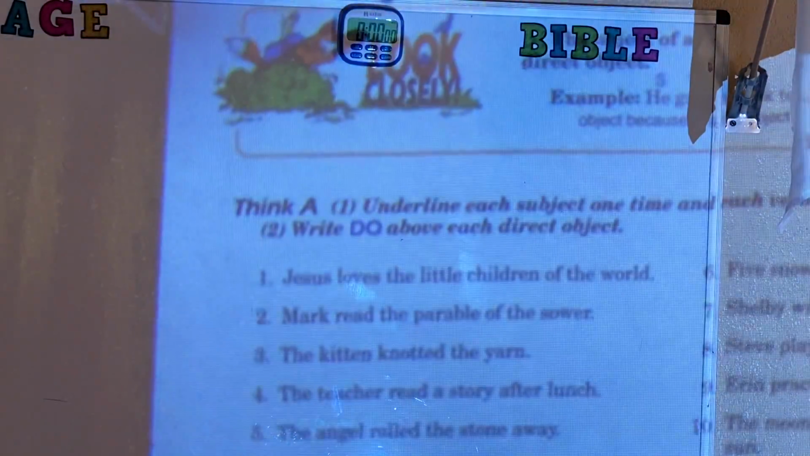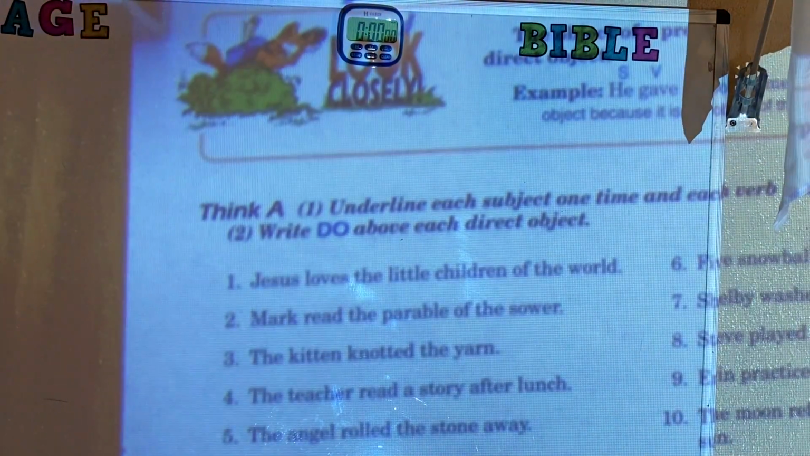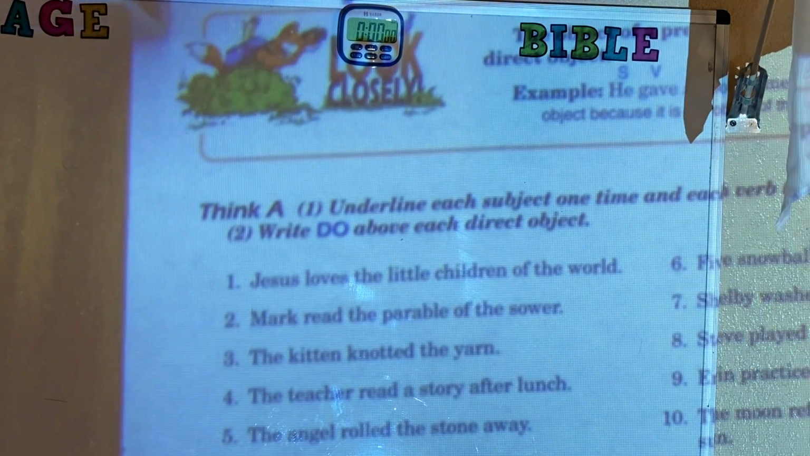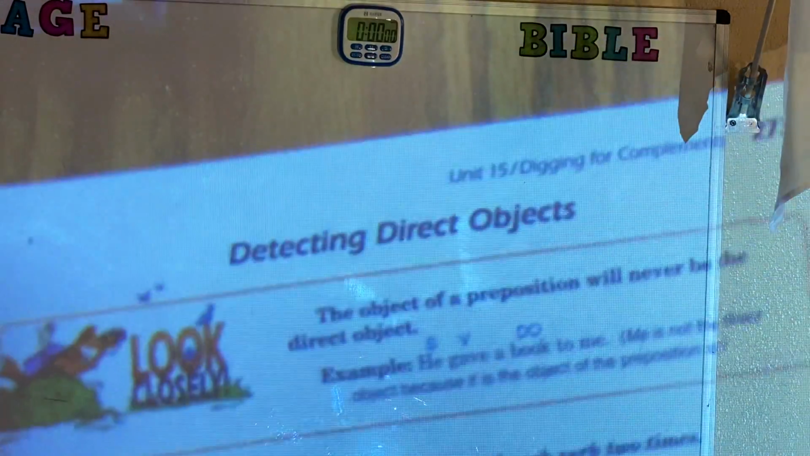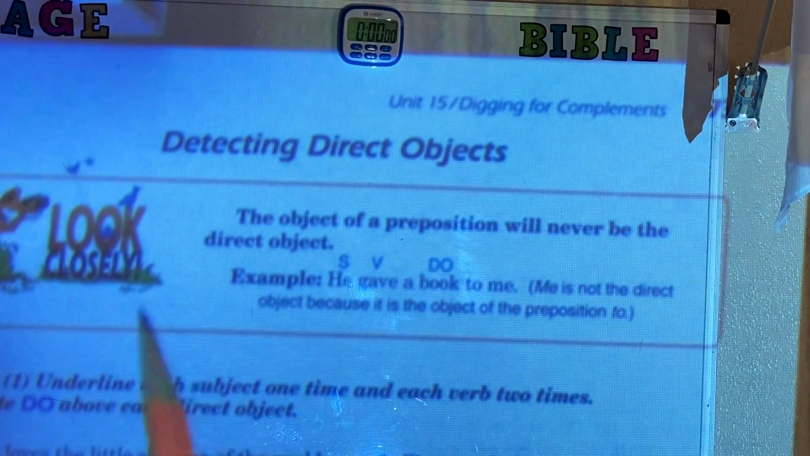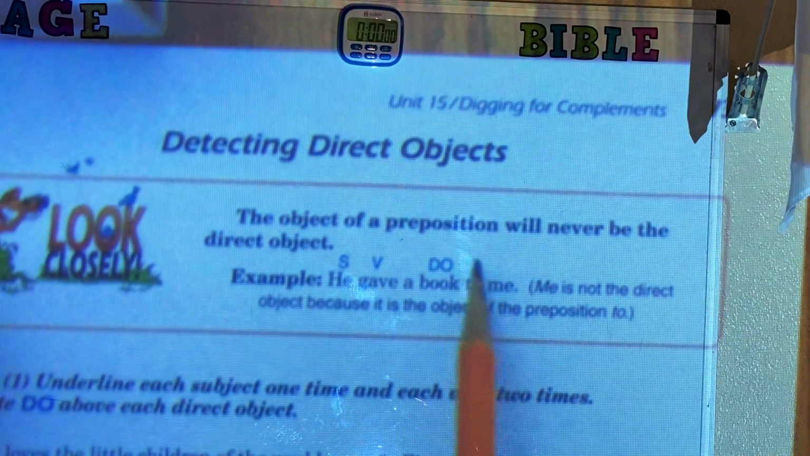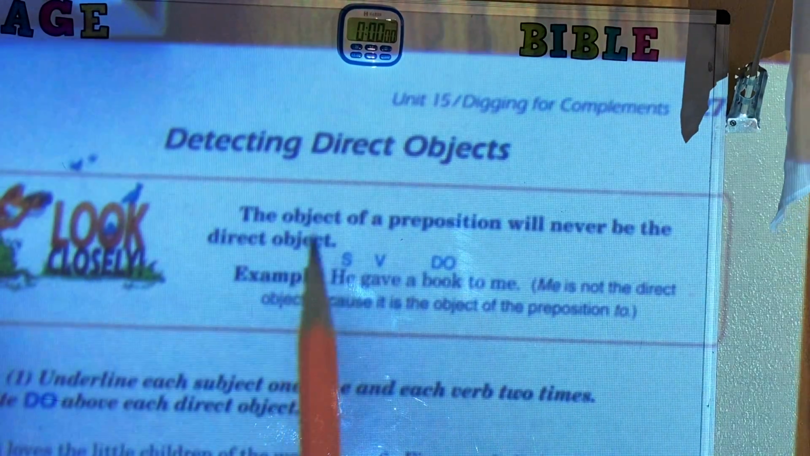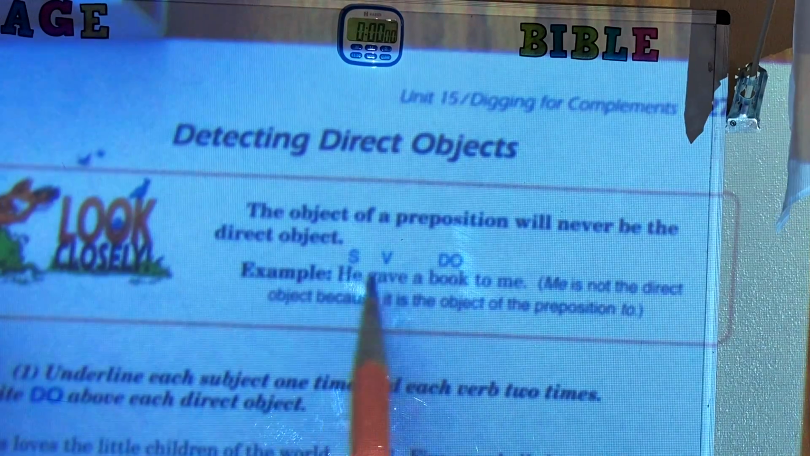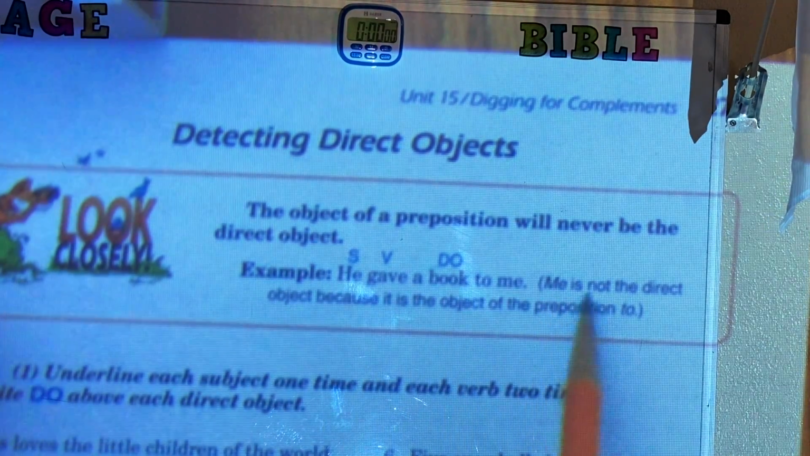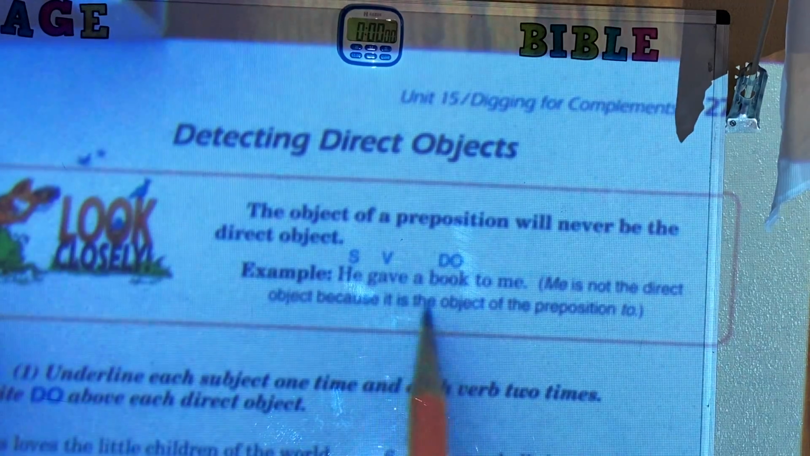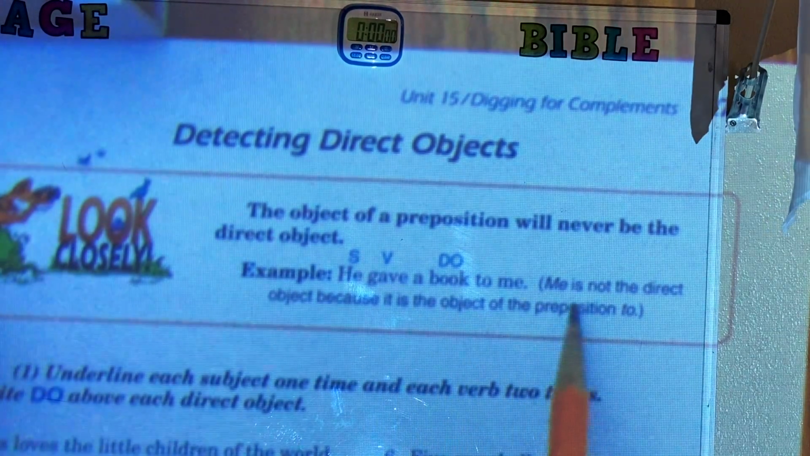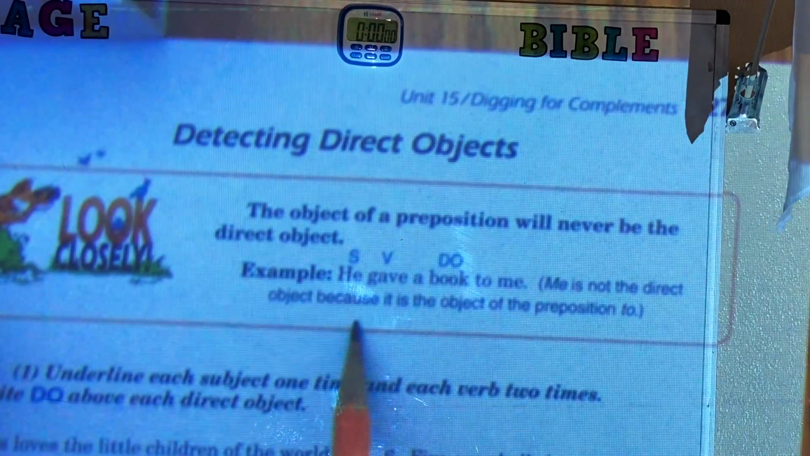Let's look at our other page. Our other page says detecting direct objects. So it says here, the object of a preposition will never be a direct object. Example, he gave a book to me. Me is not the direct object because it is the object of the preposition to. So for that reason, it cannot be a direct object.